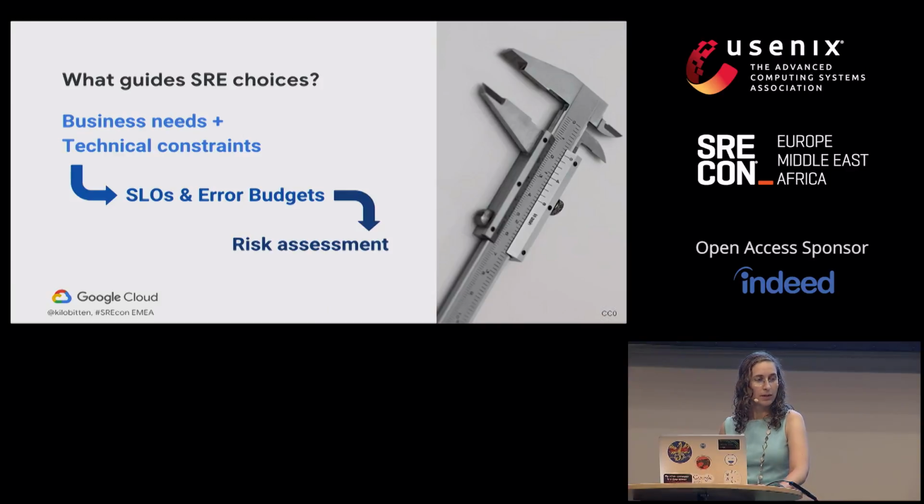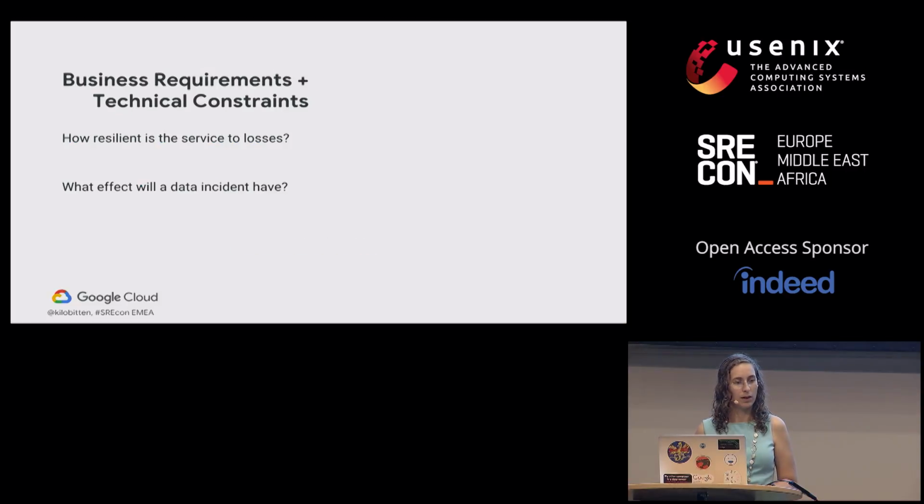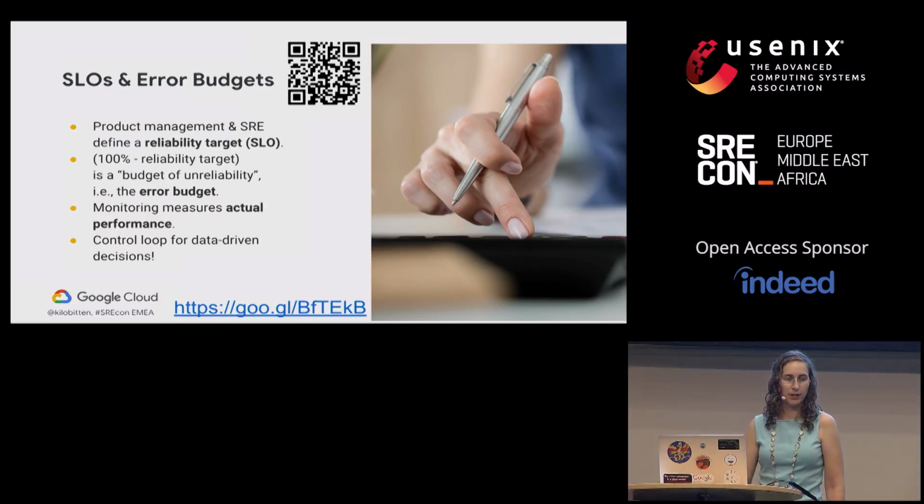Why not? Well, what guides SRE choices? We start by adding together our business needs and technical constraints. We use that information to build SLOs and error budgets, and that gives us data and actual numerical parameters for assessing how risks are going to affect us. So looking at a perspective of our business requirements, this is what we might be asking. How resilient is my service to losses? What effect is the data incident going to have? So in order to answer those questions better, I need the SLOs.